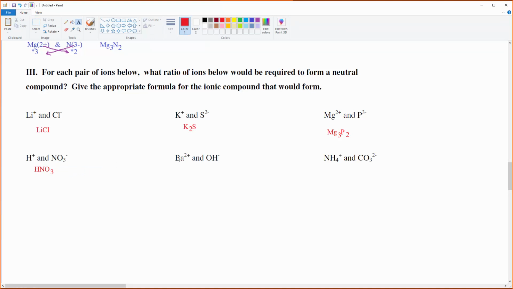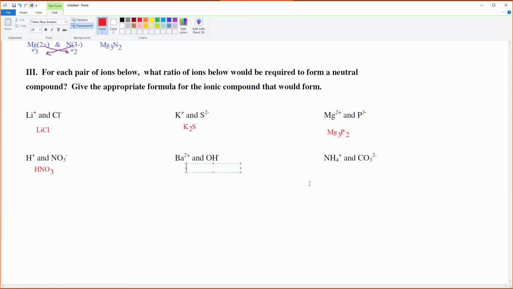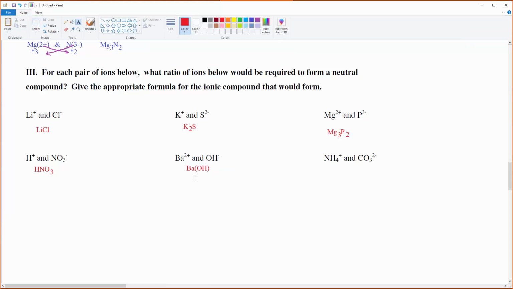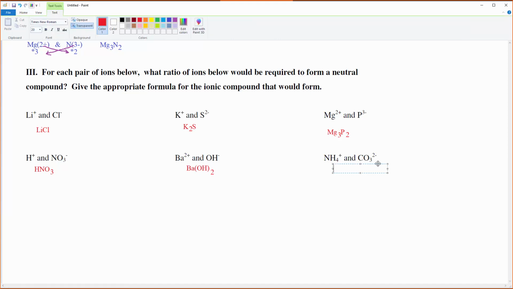Okay, what about this one? Ba2+ and OH-. Excellent, Nicole. Perfect. And what about this one? NH4+. Ooh, 2 polyatomic ions together. Tricky, tricky. Excellent. (NH4)2CO3.